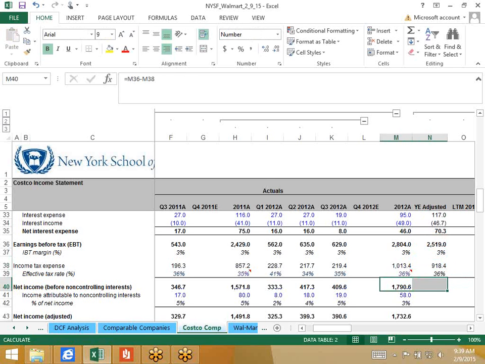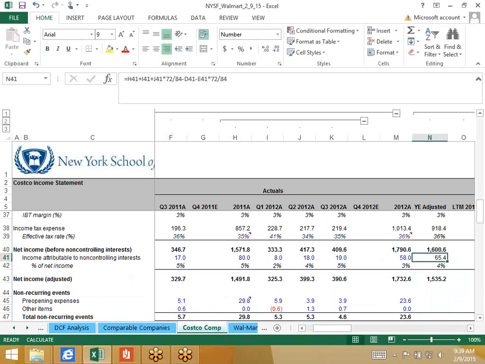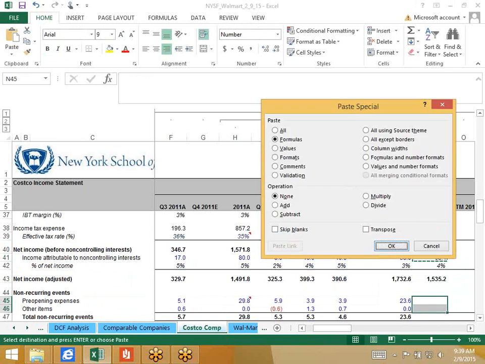Copy to the right. Okay, you see what I'm doing? Same thing with the non-controlling interests, right? We're adjusting. This isn't projections. We're adjusting what's been reported historically. We make that adjustment and then copy to the right all these totaling line items. You guys okay with that? Even the non-recurring events, although they're probably not going to really go into our analysis, let's continue to do that.